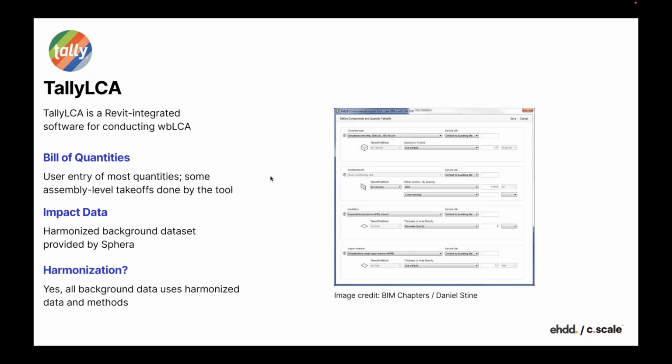The background data set is totally harmonized, provided by Sphera, and will, I think, continue to evolve into the next year. This approach to harmonization is great for a tool like Tally, where you're really looking at differences in building systems, massing, and shape, and it helps you understand what's going to be most impactful at that scale.